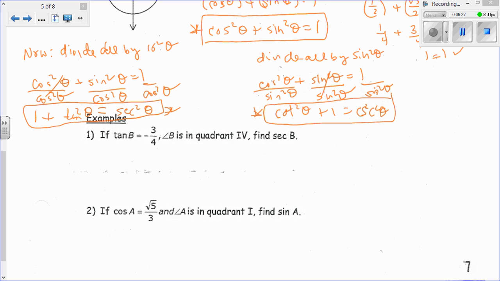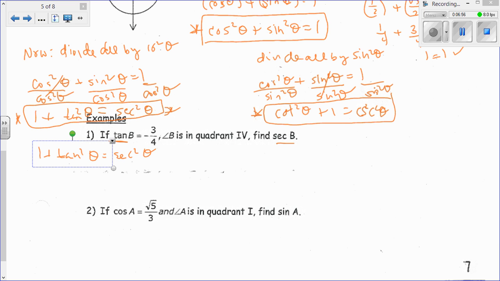Okay, so examples, how do we use this? What do we do with this formula? If tan B is equal to -3/4 and angle B is in quadrant 4, find the secant of B. So basically you want to look for the formula that has tangent and secant in it, and that is this one here on the left, and that is 1 plus tan squared theta equals secant squared theta.